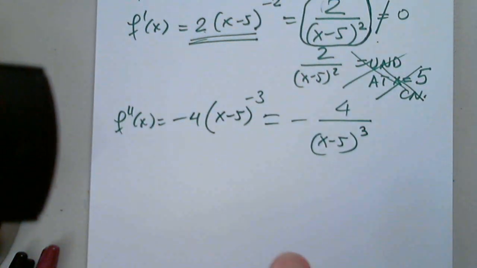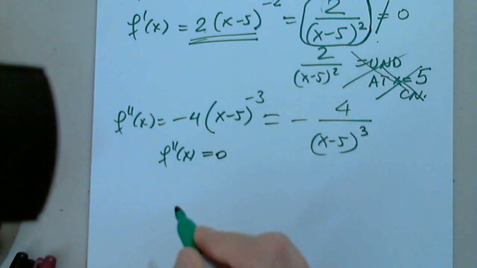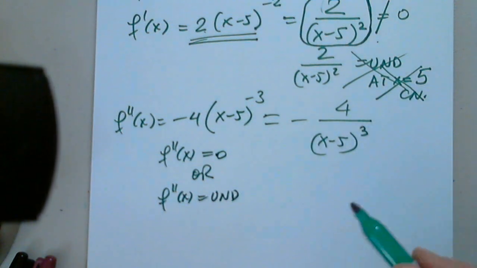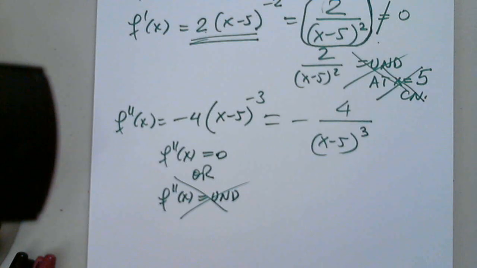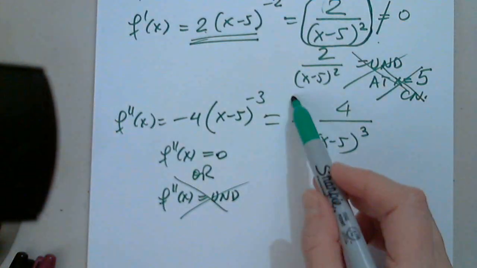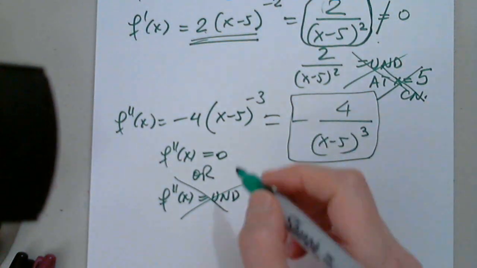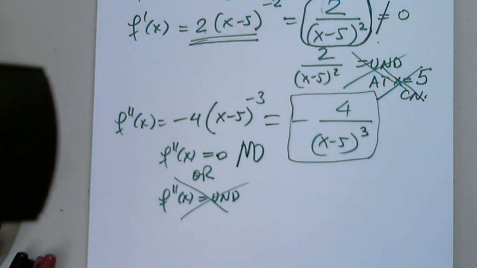We have to perform the same analysis. The second derivative equals 0 or the second derivative undefined. There is no discussion on undefined because it's undefined where the function is undefined. So is this ever 0? Is this quantity ever 0? No, because only the numerator could be 0, but 4 cannot be 0.